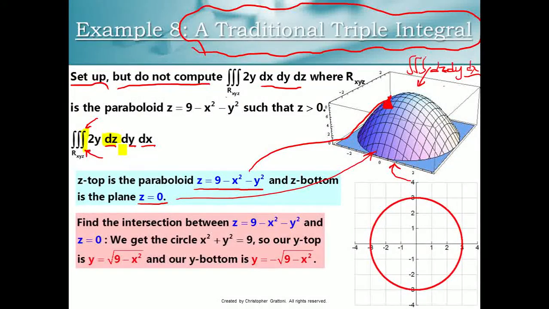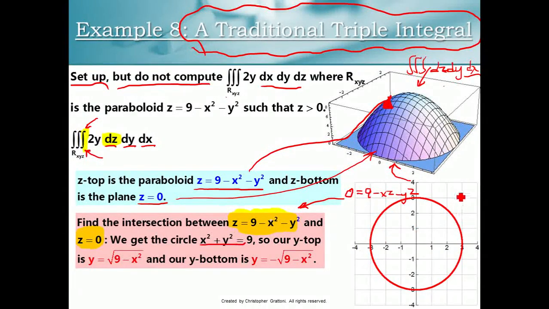Now you need to find the intersection between your top bounding surface and your bottom bounding surface. Z equals 9 minus x squared minus y squared is your top bounding surface. Z equals 0 is your bottom bounding surface. Find the intersection between those two surfaces. You just set them equal to each other. You put 0 in for z in this equation here. You have 0 equals 9 minus x squared minus y squared. You end up getting the circle x squared plus y squared is equal to 9.